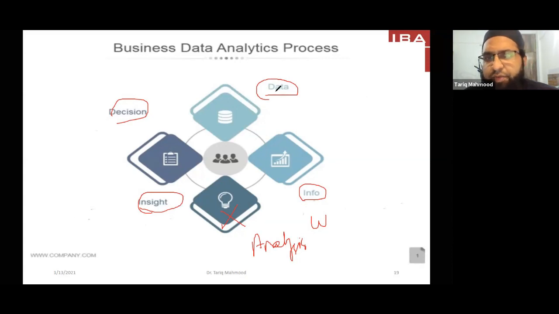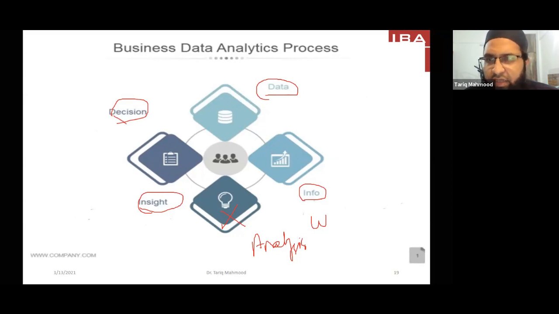You get the data, you have a business problem, you get the data for that problem, you clean the data, you wrangle the data, then you analyze the data, you get the insights or the valuable information, and then you take your decisions and then you repeat it. As simple as that. Okay.